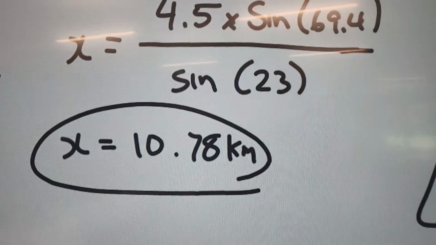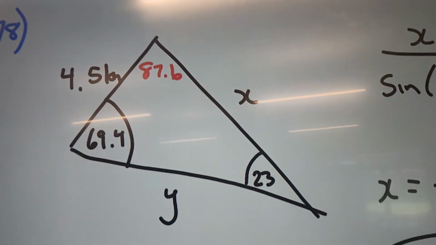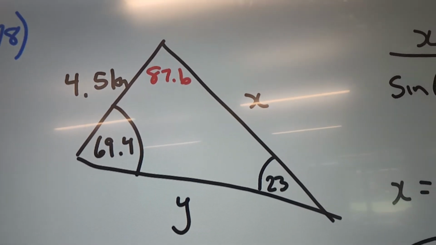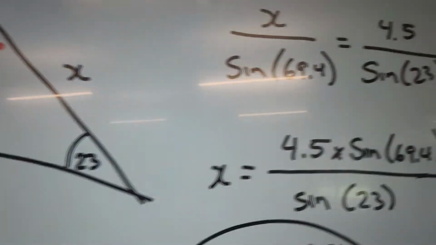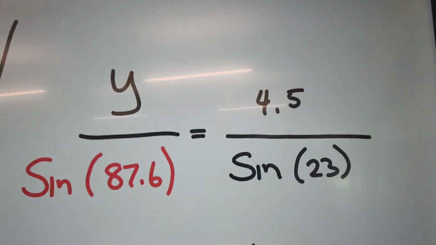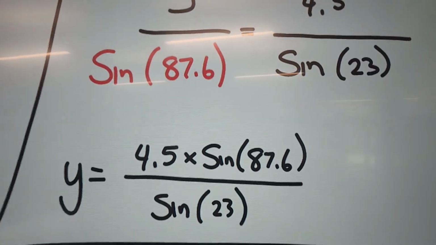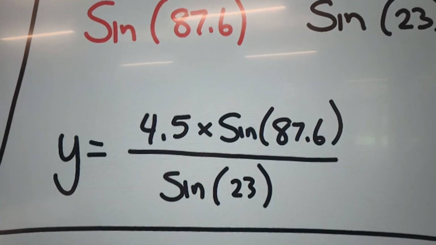Now, in order to find the side length y, that's where we have to understand that if I know 2 out of 3 angles in a triangle, I can subtract those two from 180 to find the 87.6. So that's what we did to find our side length y. We set that one up. Y is 4.5 times the sine of 87.6 over the sine of 23.